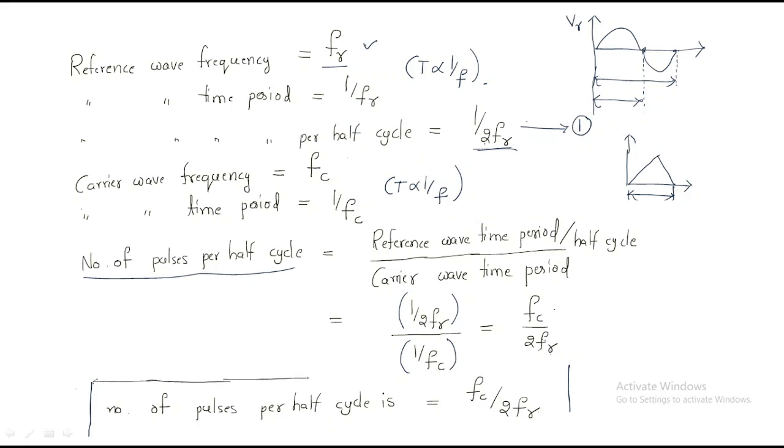Fc by 2 Fr. This is a very important formula. It is useful to do more problems regarding this. That is, number of pulses per half cycle equals Fc by 2 Fr.